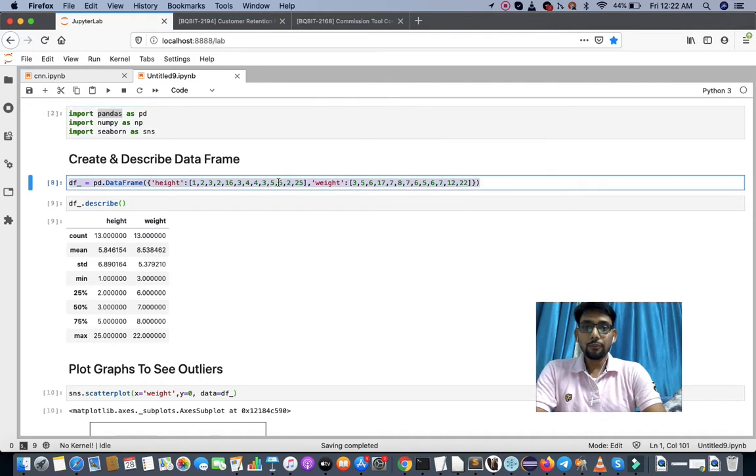Before going ahead, I would like to highlight something. I'm going to use a handmade data set. It's a very short data set having only 11 points, with very silly values. I'm using a person feature data set having height and weight, with height having values like 1 2 3 2 16 3 4 5, and weight having values like 3 5 6 17 7 8.